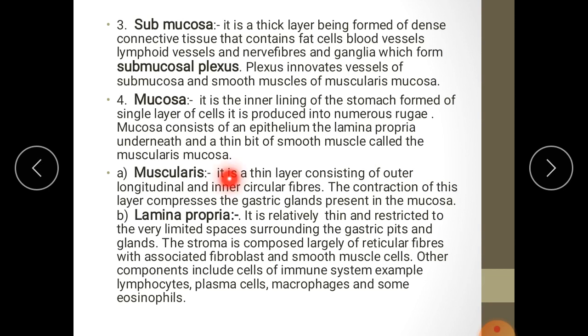The muscularis mucosa is a thin layer consisting of outer longitudinal and inner circular fibers. The contraction of this layer compresses the gastric glands present in the mucosa. So gastric glands are present in the mucosal region. They are squeezed by the contraction of these muscles.